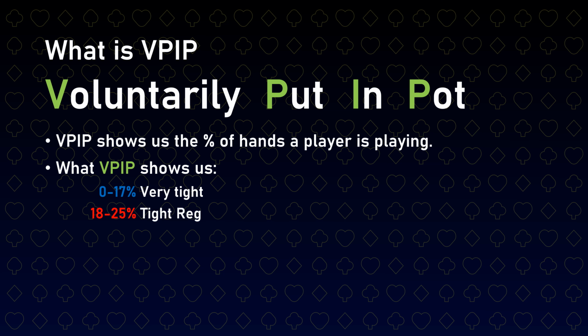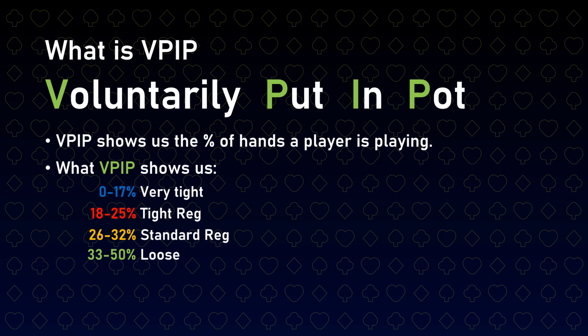18 to 25% is a tight range. A player with this range of VPIP is still on the nitty side, but is certainly not only playing aces and kings. 26 to 32% is the range that most regs will play. Good players will look to fall into this category. Most regs will be on the lower end in the mid-high 20s.